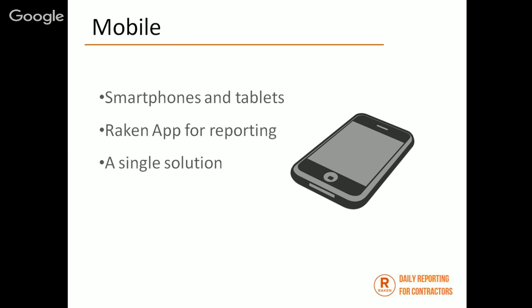So let's start with mobile, right? Everybody nowadays has smartphones, right? A lot of jobs have tablets running around on them. So let's take advantage of that. Let's use these mobile devices for doing our reporting. Let's drop the tether to whatever system you might be using, and let's use a system that's mobile, like Raking App. Raking App is ideal for that.